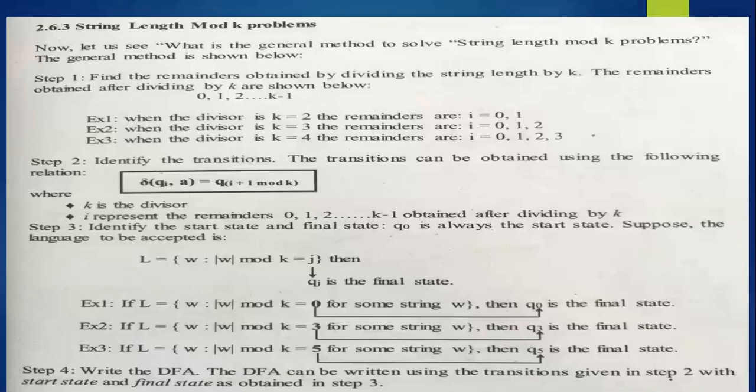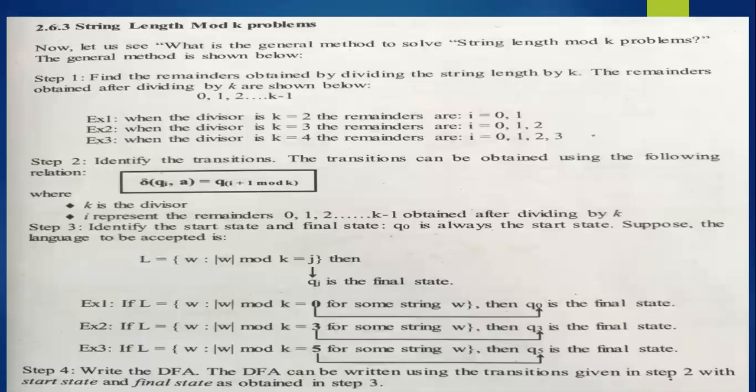Okay, students, so we'll move on to the next topic, that is string length mod k problems. In this type of question, we get whether the string length is an odd number or an even number. Usually the divisor, the value k, will be equal to 2 for checking whether it is odd or even, or sometimes any other value.